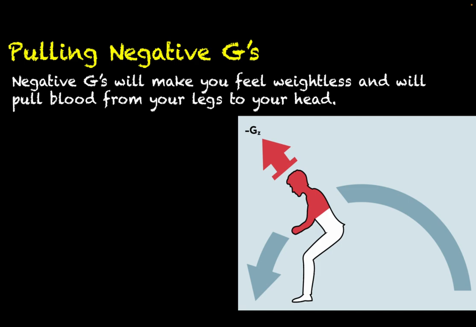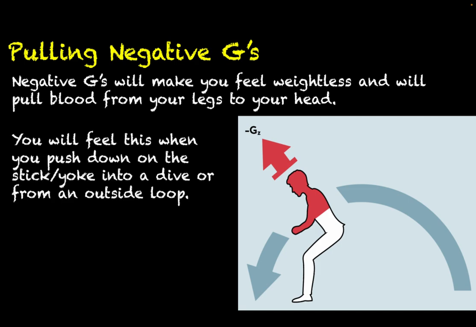Now, we haven't really talked much about negative Gs, which are far less common, but negative Gs will make you feel weightless as opposed to positive Gs, which make you feel heavier. And then negative Gs will actually cause blood to pool in your brain and in your eyes, as opposed to positive Gs, which pull blood down towards your legs from your head.